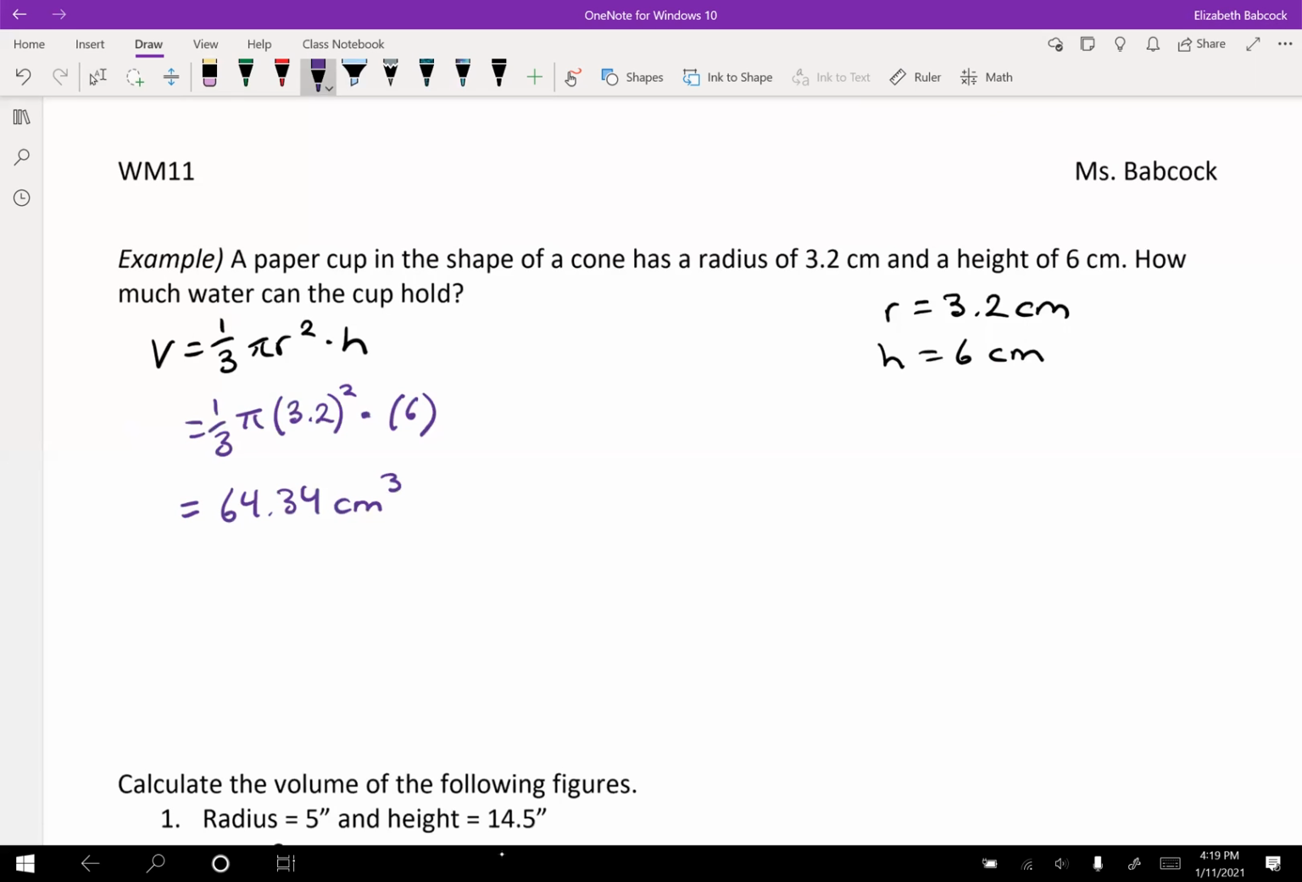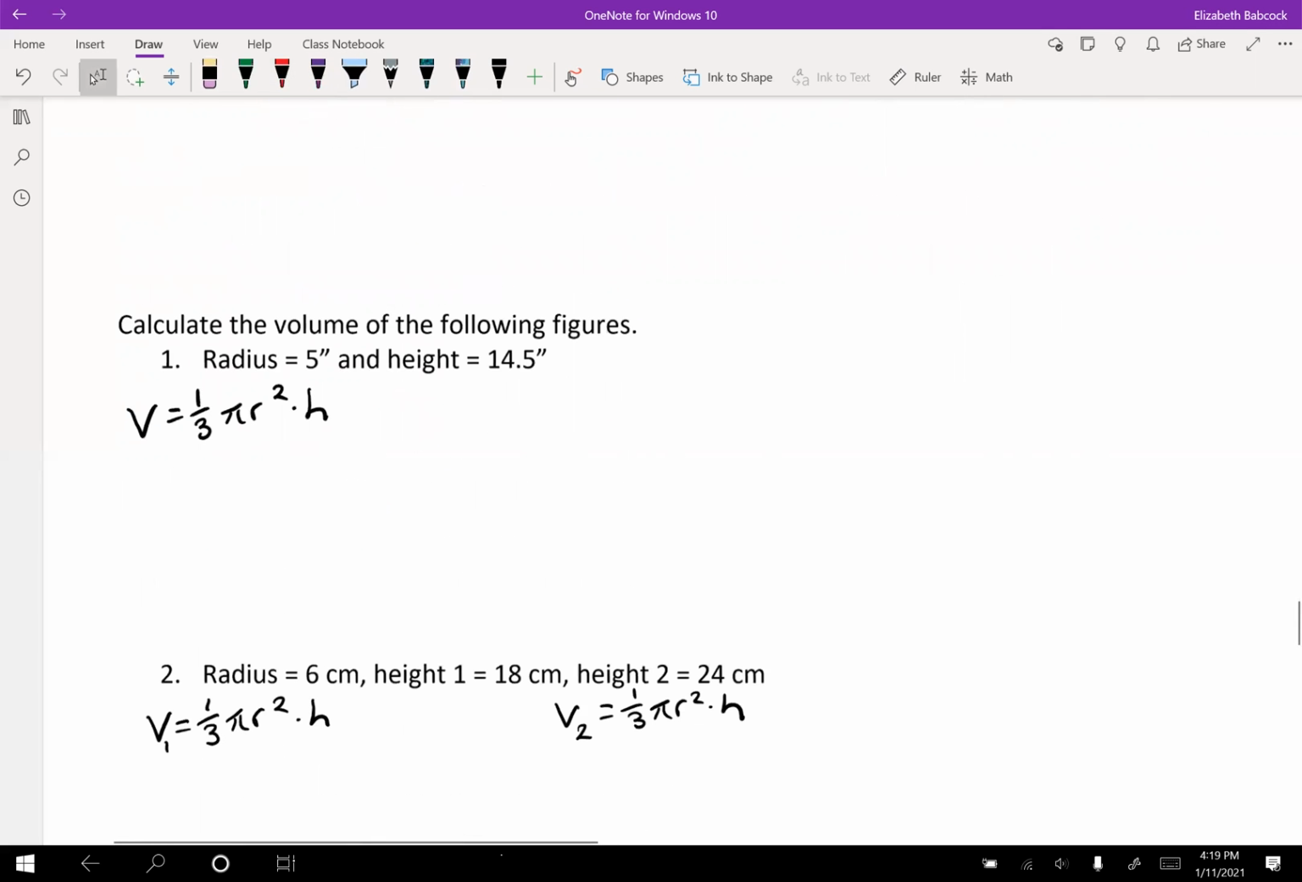which if we translate into milliliters, it's actually 1 centimeter cubed is 1 milliliter, since 1,000 milliliters is a liter and 1,000 centimeters cubed is a liter as well. So it will hold 64.34 milliliters. So calculate the volume of the following figures. You are given the radius and the height.